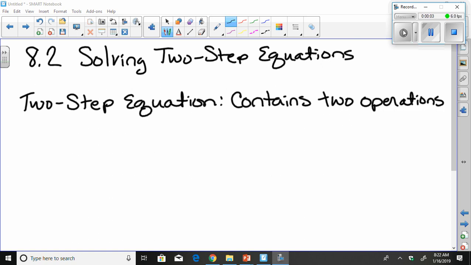Pre-algebra, Chapter 8, Section 2, solving two-step equations. Two-step equations just contain two operations. For instance, you can have 2 times x plus 3 is equal to 16. So we have multiplication and addition here.